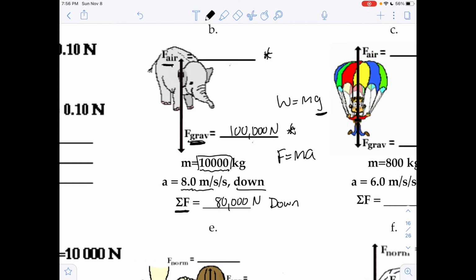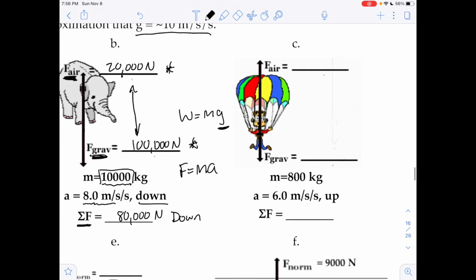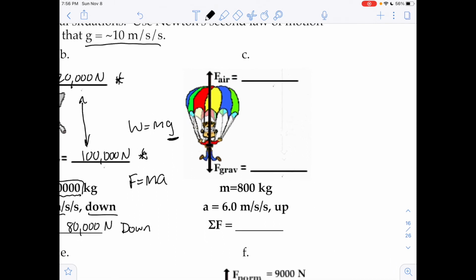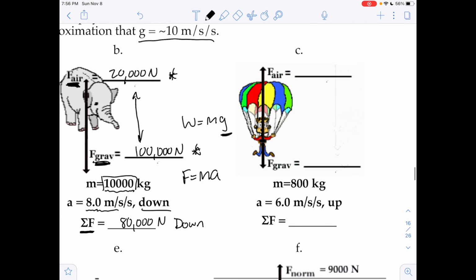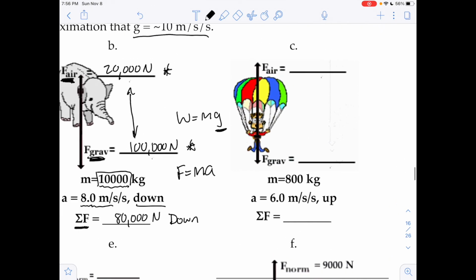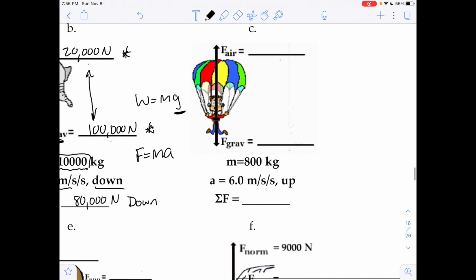Okay, and so to get the air resistance, we know the net force has to be 80,000, and that means that the air resistance must be 20,000. That way, when we do 100,000 minus 20,000, we get a net force of 80,000. Okay, let's look at this one here. We're given mass, acceleration, basically the same things as the previous problem, but this one's going to end up being a little bit different, and you'll see that here in a minute.